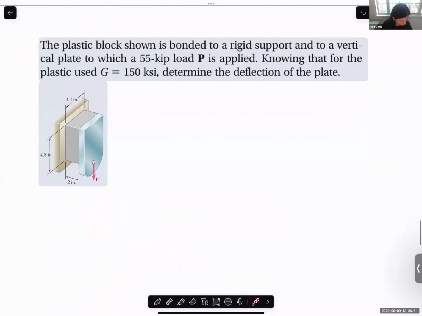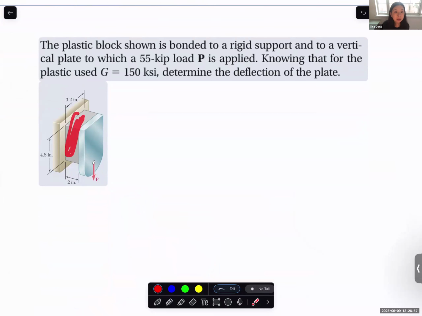So this is the first example problem. The plastic block, which is the gray thing here, is bonded to a rigid support. You can consider this is glued to the wall. This rigid support and a vertical plate. The plate itself has no deformation. You can consider this is also a rigid body. The deformation is really in this plastic block.